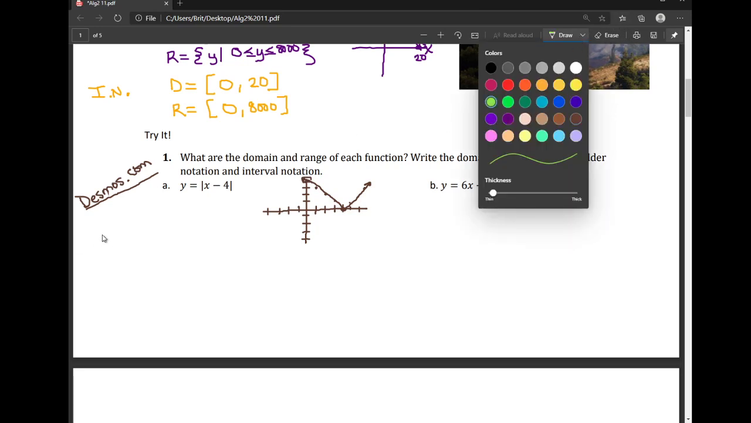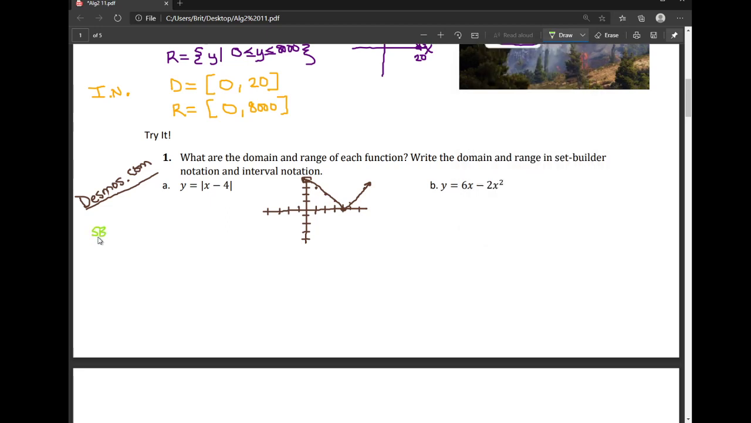So set builder notation. Let's identify our x values. If I'm looking at this x-axis, this graph is continuing backwards on the x-axis all the way to negative infinity. It goes forever to the left. When I look to the right, it's going all the way over here to positive infinity. So my domain is equal to all the values of x that go from negative infinity to positive infinity.